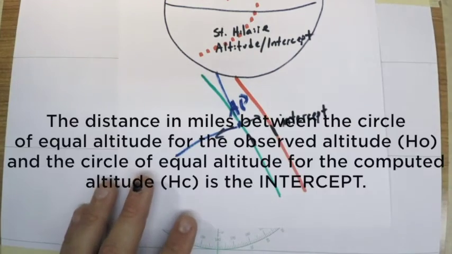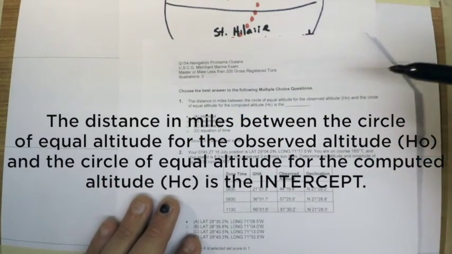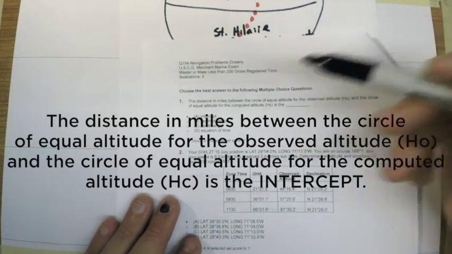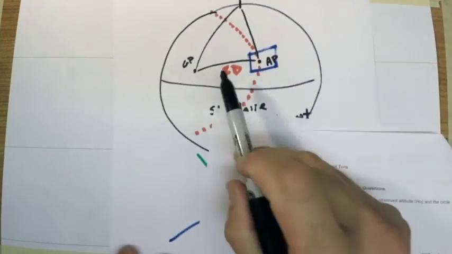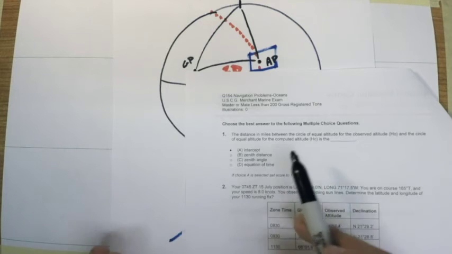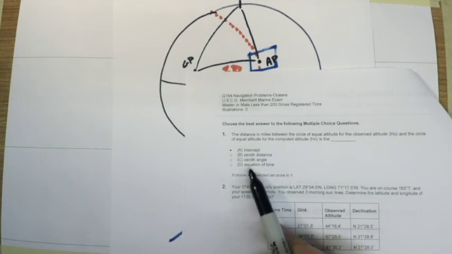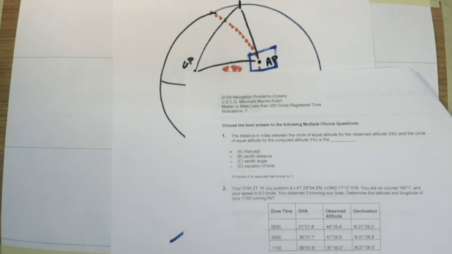So to answer the question, what is the distance in miles between the circles of equal altitude of the observed altitude and the computed altitude, the answer is the intercept. Looking at the other answers, the zenith distance, we said, is not necessarily what they're going for there. The zenith angle is nothing that we would compute in this. And the equation of time is used more for solving time-based problems, so nothing in this case. So the correct answer is A, intercept.